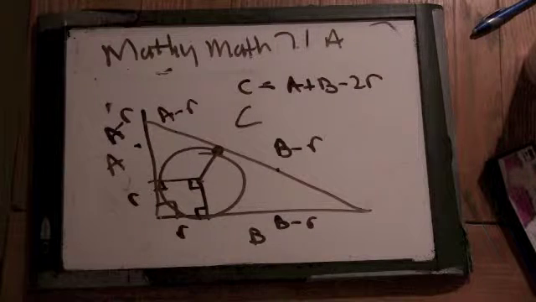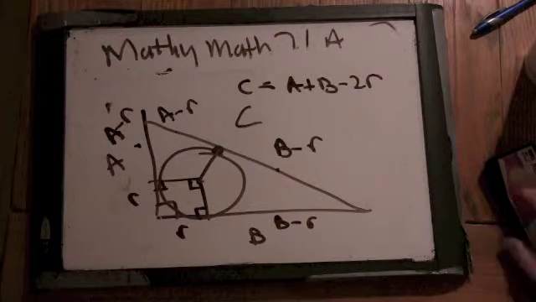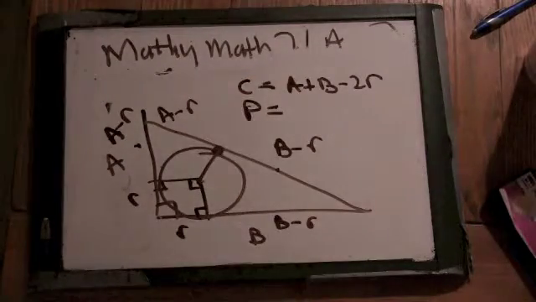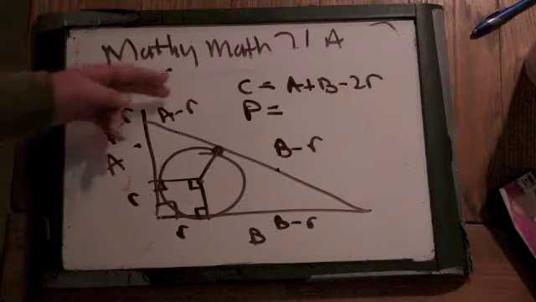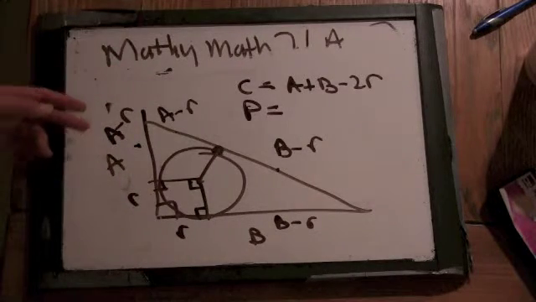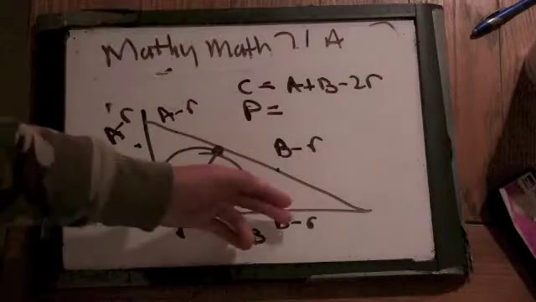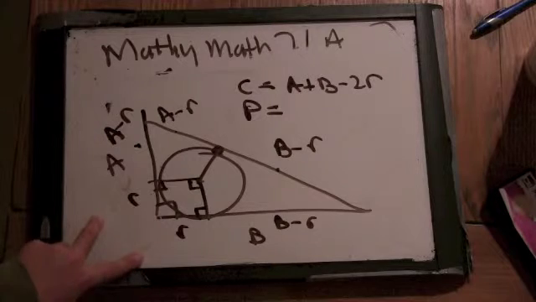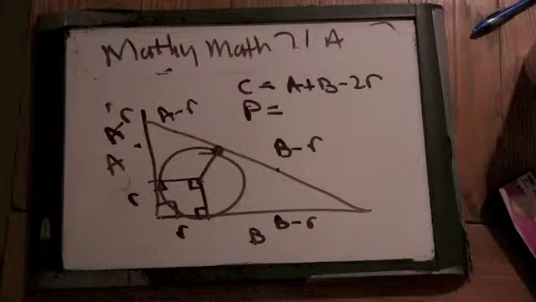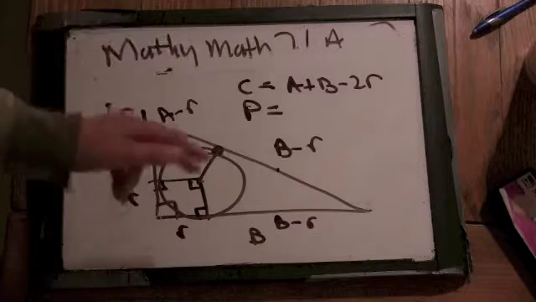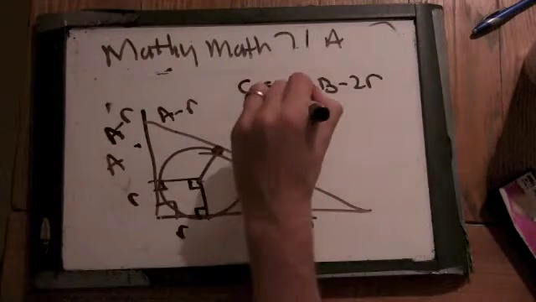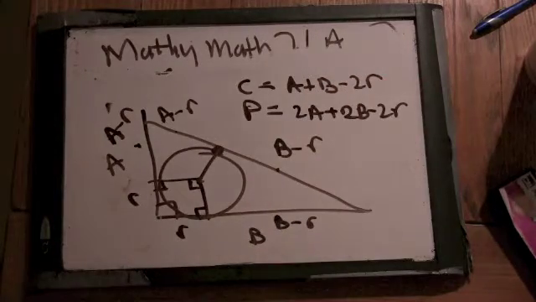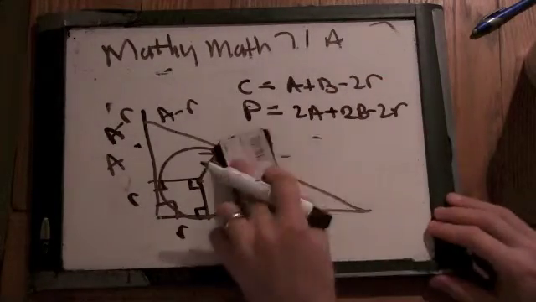Interesting. So maybe we could use this to help us solve for equations without having all these squares. Also, what's the perimeter? The perimeter is 2A minus 2R plus 2B minus 2R plus 2R. Well, that simplifies to 2A plus 2B minus 2R. So we know that perimeter. Remember what the perimeter was? 32.